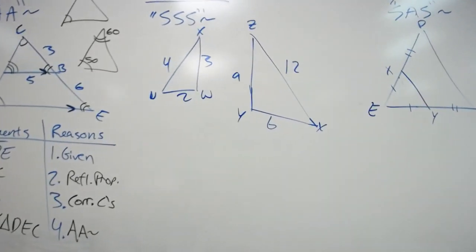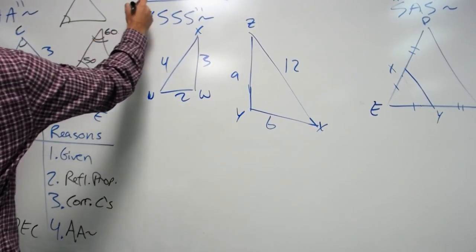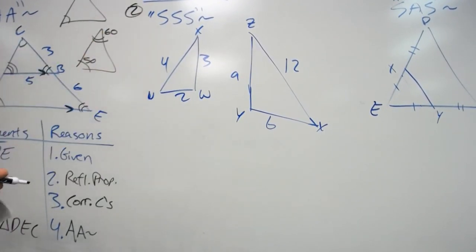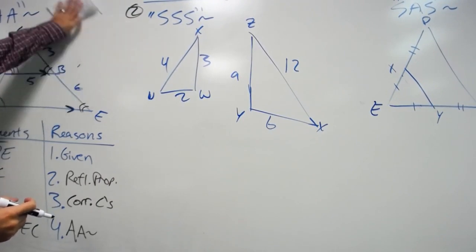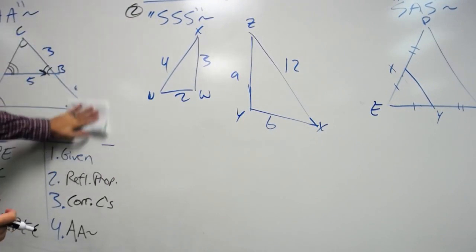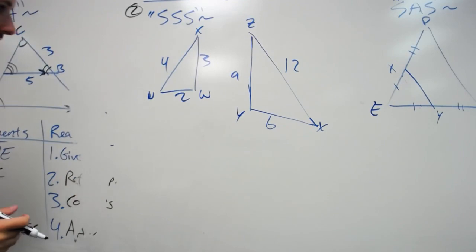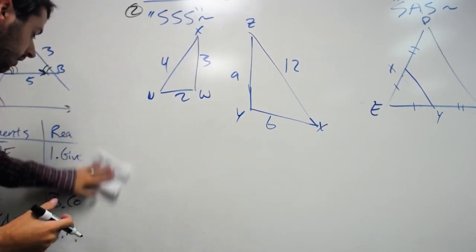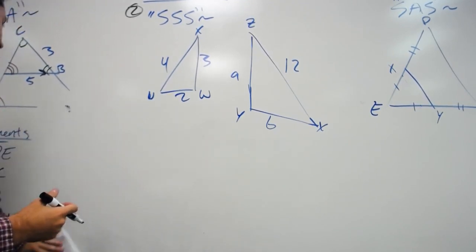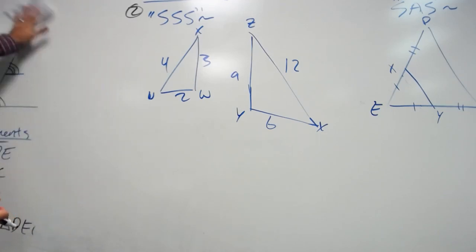The next one is side. Let's put it as the second one. Side similarity. And it's exactly as it sounds, and we've kind of done this before. Side is where all the sides in the polygons are proportional.